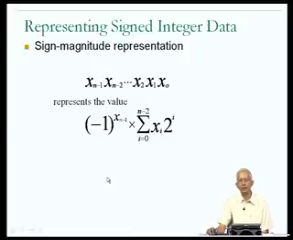Right? So this seems like a good idea as far as the representation of signed integers is concerned, because it makes it possible for me to represent not only positive values using x_{n-1} equal to 0, but also negative values with x_{n-1} equal to 1. And the remaining n minus 1 bits, from x_0 up through x_{n-2}, can be used to represent the magnitude of the signed integer value.